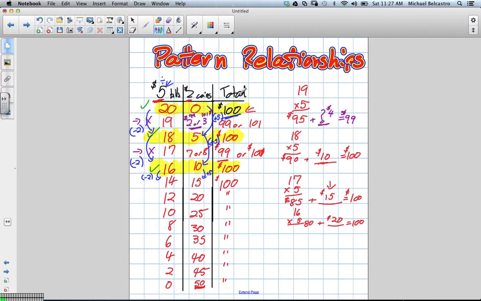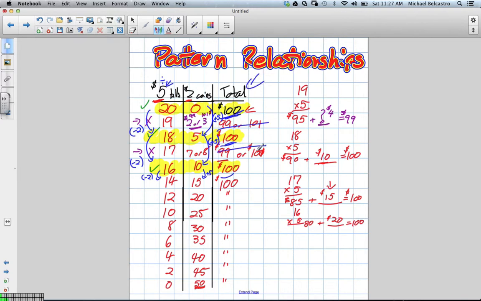Now we have 1, 2, 3 sections, but we're used to graphing with just 2, and we're only going to graph with 2 because it takes much farther in math before we start graphing with 3 things. So what we want to do is find out what 2 things are changing and what thing is probably staying constant. What is staying constant in this? The total.